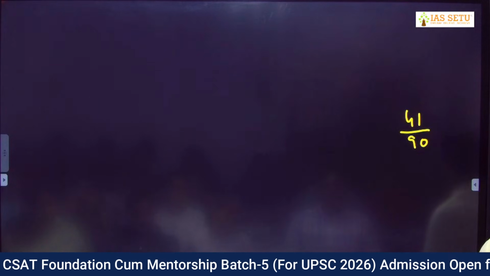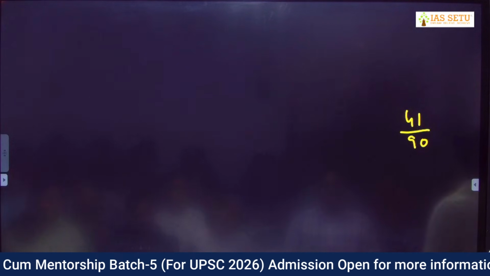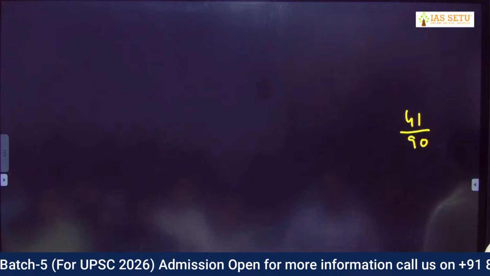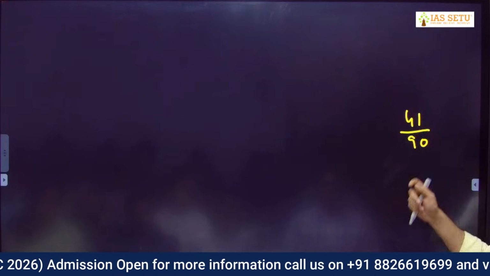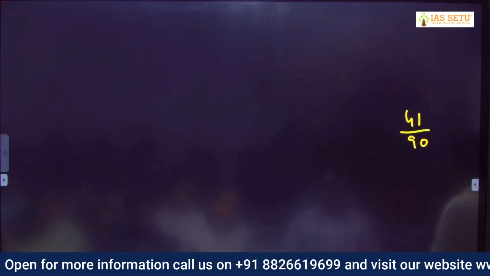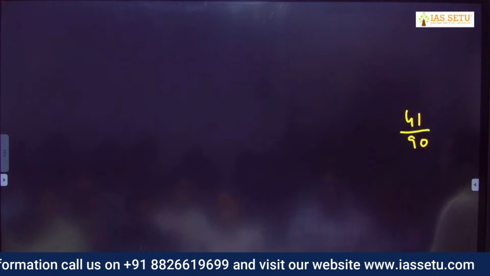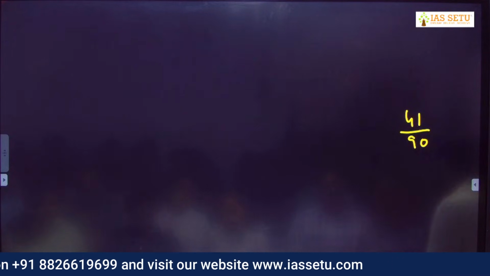But once you have a list of prime numbers with you and you come to know 41 is a prime number only, then you come to know it cannot be simplified. So you have more conceptual clarity about simplification once you have an idea about prime numbers.